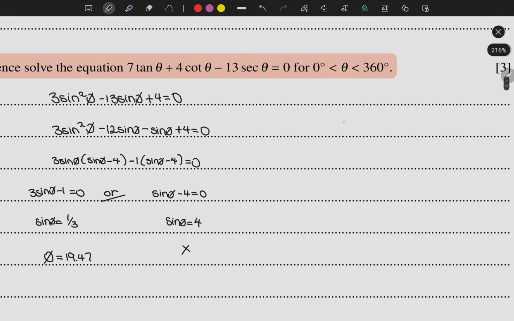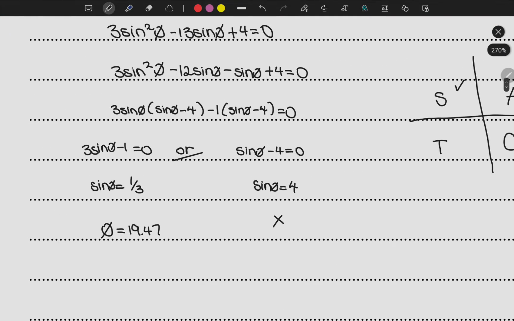So we have our first answer, but we need to remember, I always suggest doing this, draw out your CAST diagram. All Saints Take Coffee. That's how I remember it. You can use your own method, whatever you feel most comfortable with, but this is the one I use. So we have our first principal angle, which is in the first quadrant. But sine theta is also positive in the second quadrant, which is 180 minus theta. So it's going to be 180 minus 19.47, which is equal to 160.53.